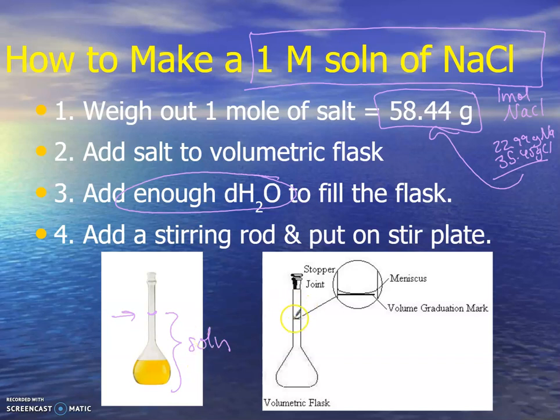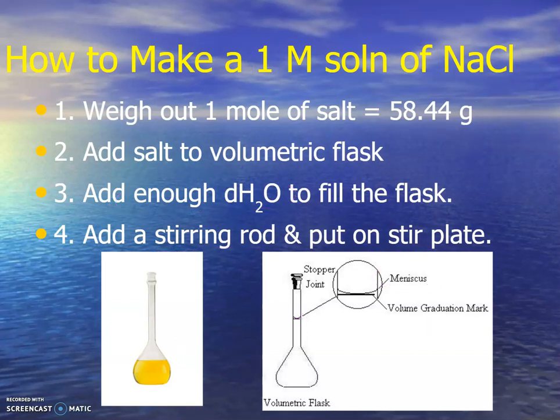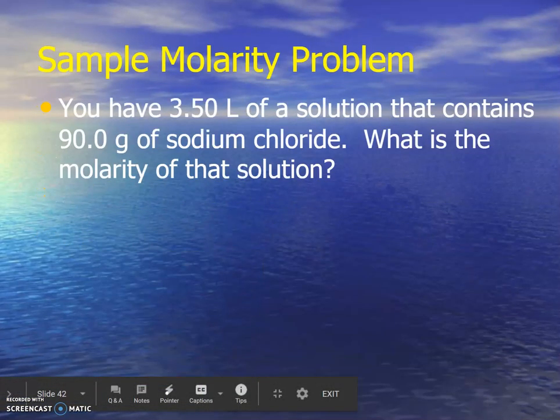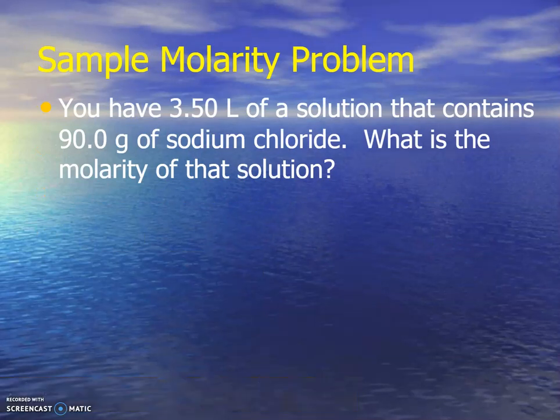Then we add enough water so that the bottom of the meniscus right here gets to that graduation mark on the volumetric flask. We add a stirring rod and we put it on the stir plate and we mix, mix, mix. Okay, so that's how we make a 1 molar solution. All right, so let's do a calculation. Let's figure out what our molarity is of our different substances.